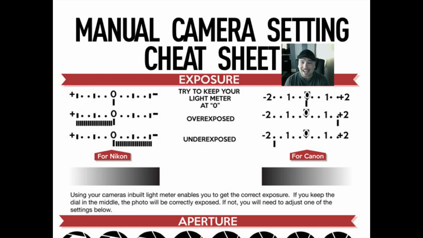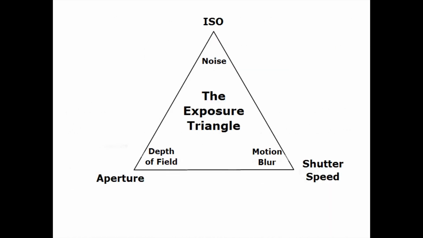Okay, and if you have a Canon, it will be pretty much the same, only opposite on the overexposure and underexposure. So if you're in the middle, you're good. If you're to the right, it's going to be too bright. If you're on the left-hand side, you'll be negative, which means you'll be underexposed.